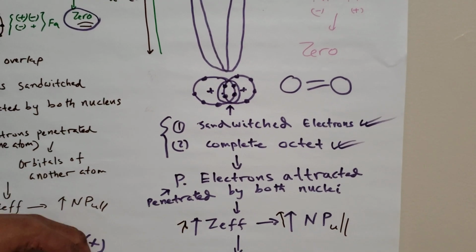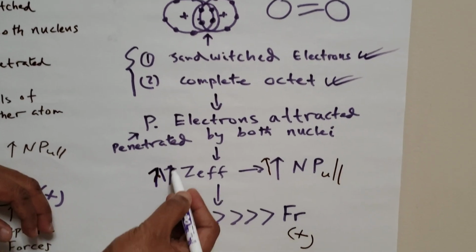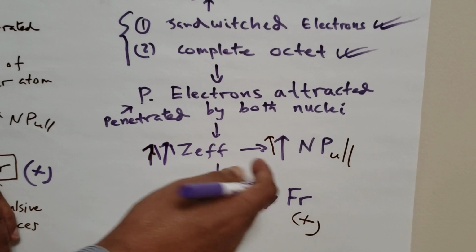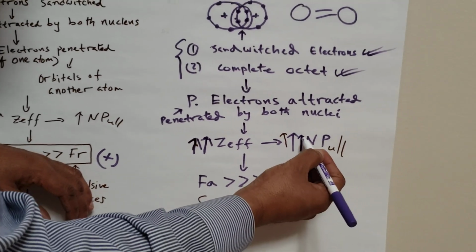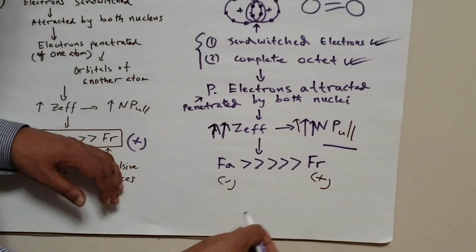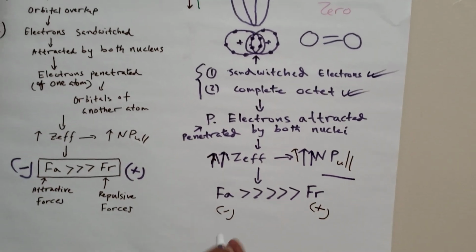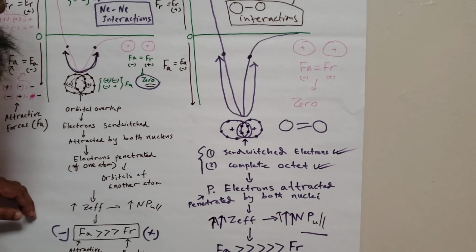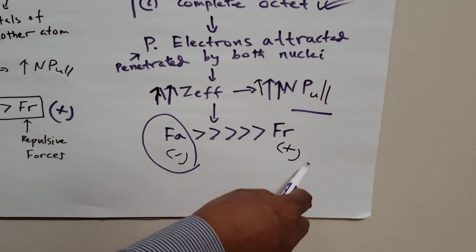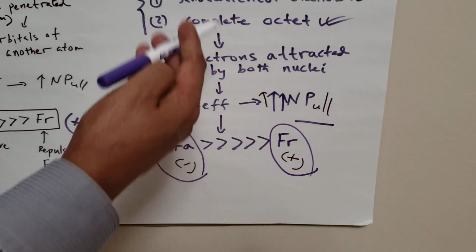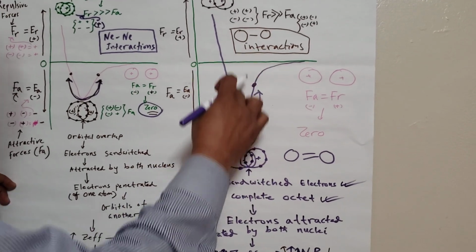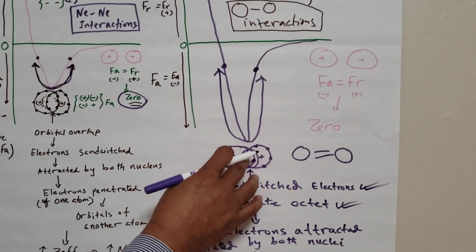Because of this, you're going to have a very high value of Zeff, the effective nuclear charge, and consequently you are also going to have a huge nuclear pull. Collectively this will give you a much bigger value for attractive forces, Fa, than repulsive forces. Because the difference is so huge, you will have a drastic fall in energy.